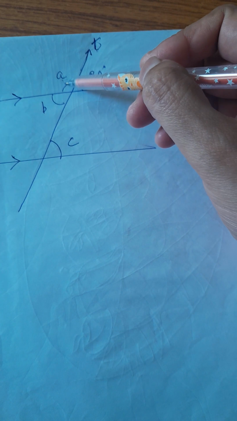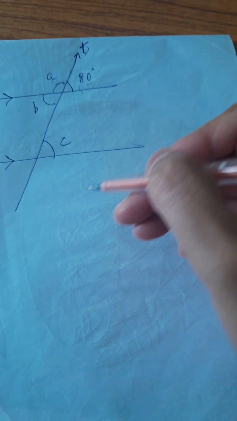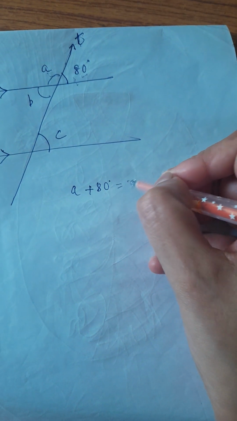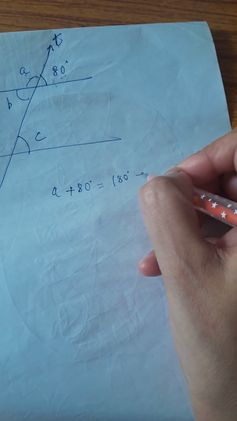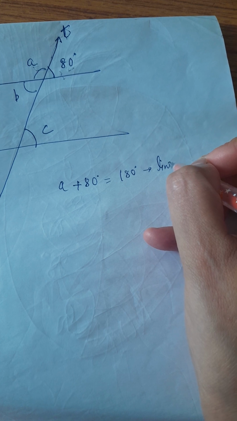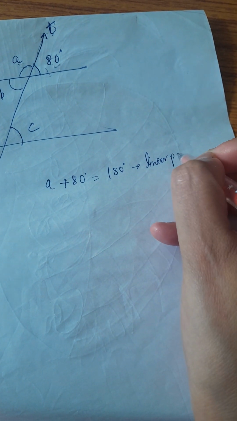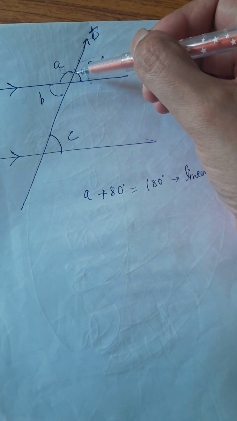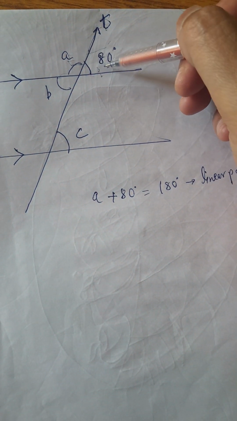So if you look carefully, A and 80 degrees form a linear pair, isn't it? A and 80 form a linear pair, that is A plus 80 degrees is equal to 180 degrees. Why? Because they form a linear pair. So what is a linear pair? That is when you have two angles which are on a straight line. So they form a linear pair.